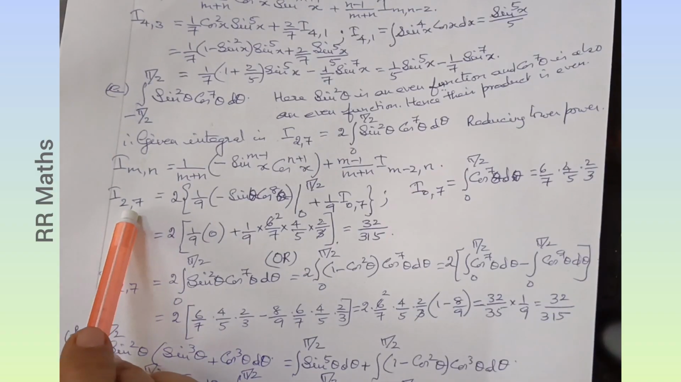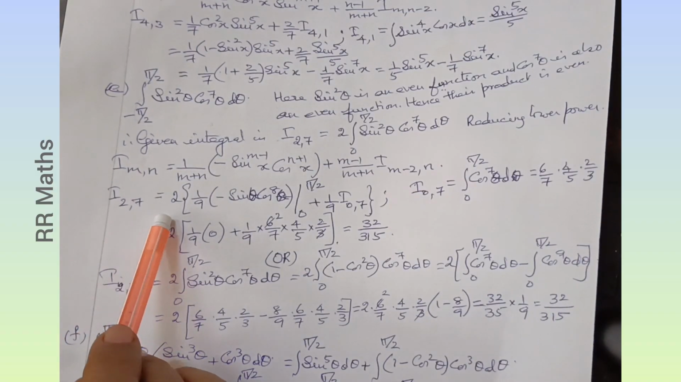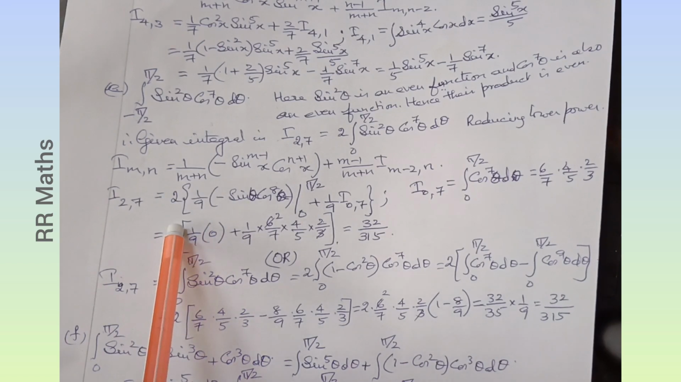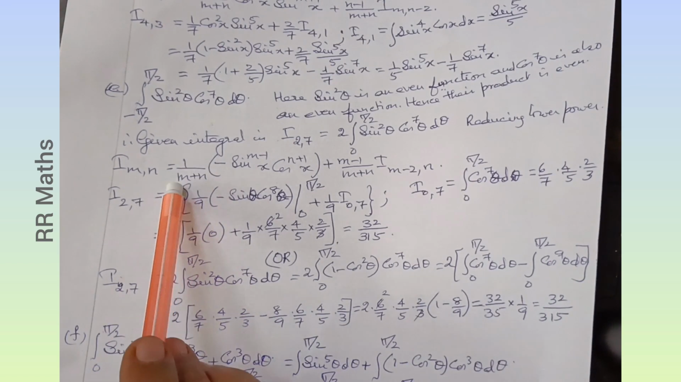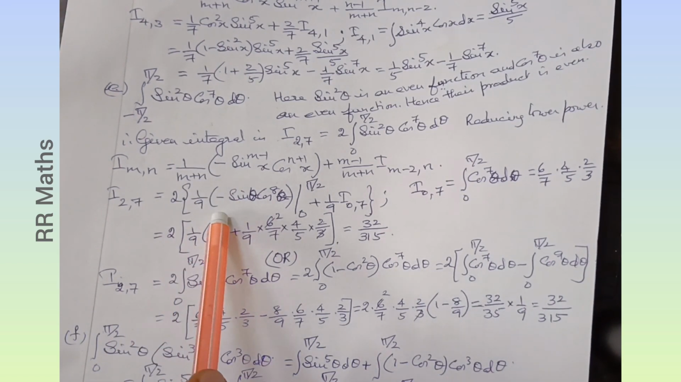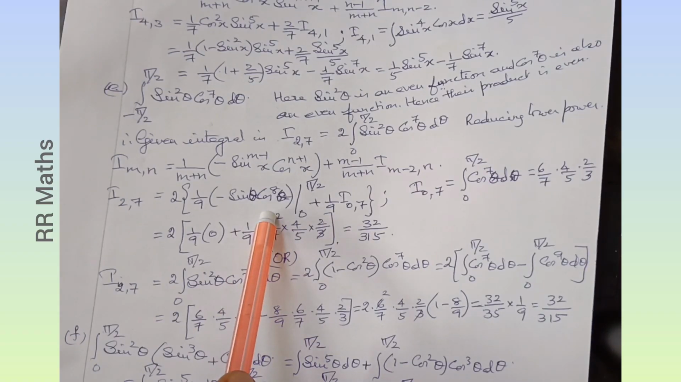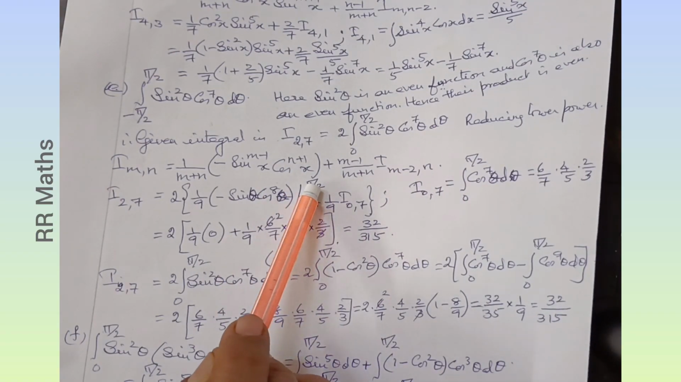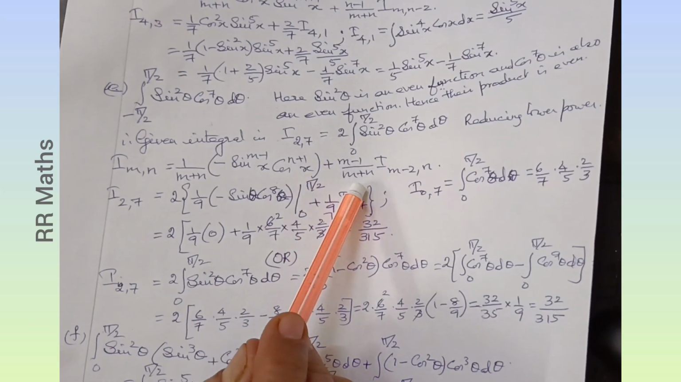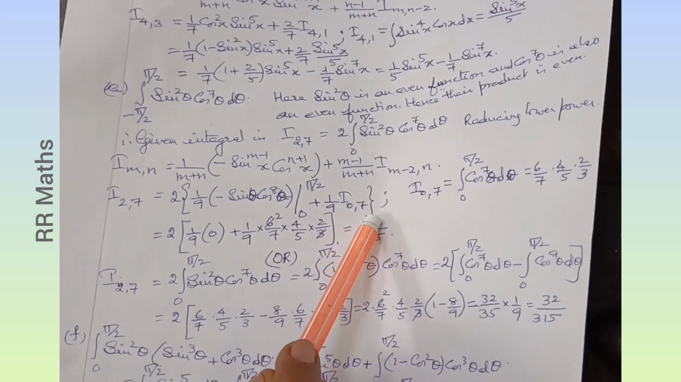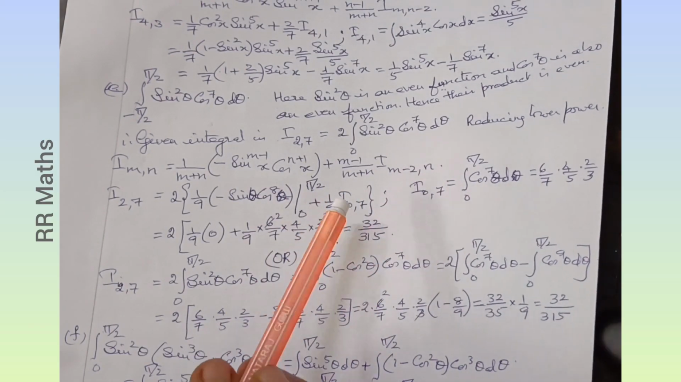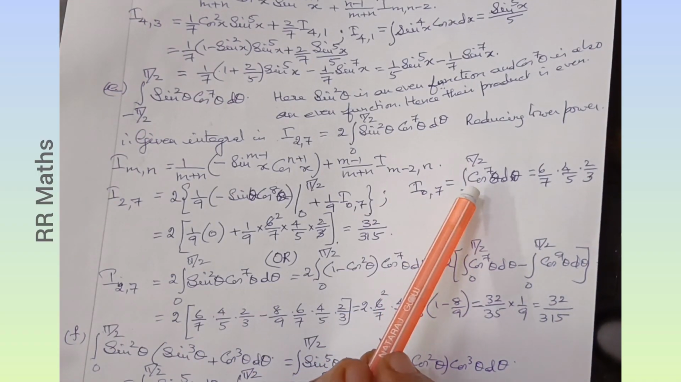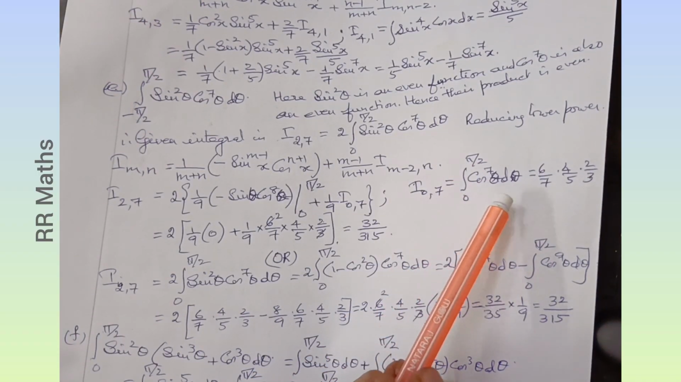So you substitute m is 2, n is 7. So that is 2 times, that 2 is the outside 2. I've used curly brackets, using this formula: 1 by 9 minus sine theta into cos to the power of 8 theta, with limits varying from 0 to pi by 2, plus 1 by 9 I(0,7). So I(0,7) is equal to the integral from 0 to pi by 2 of cos to the power of 7 theta d theta.